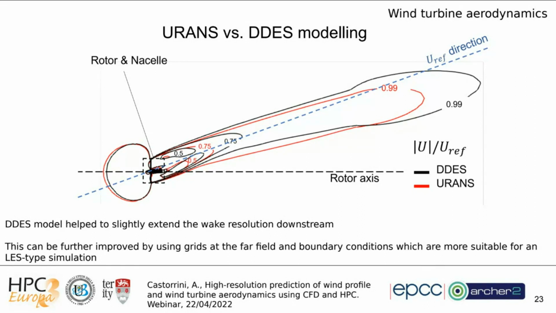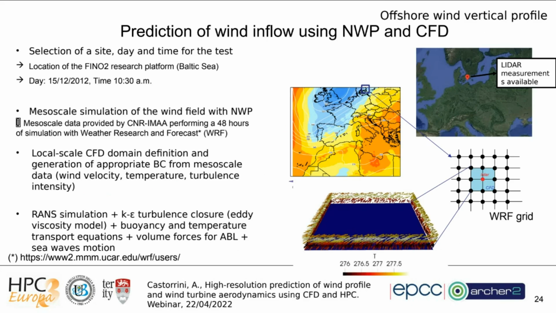Using boundary conditions of the turbulence and a grid that are more suitable for LES type simulation. Of course, that kind of grid will be much larger in number of elements, and that is something that needs to be accounted for before starting this kind of simulations. Okay, so this was the first part. Let's move to the second part. It will be faster than this, because it's about just one simulation.